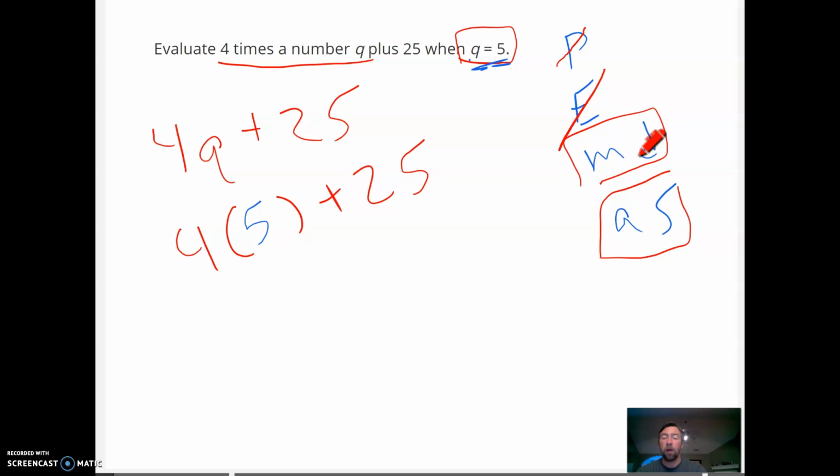In this particular problem, I noticed that we do have a multiplication component. So I'm going to go ahead and do that. 4 times 5 is 20, and I'm going to bring down the 25.